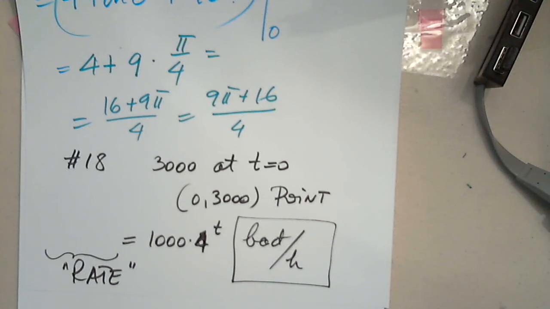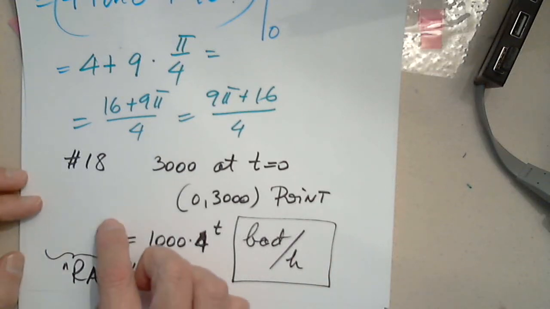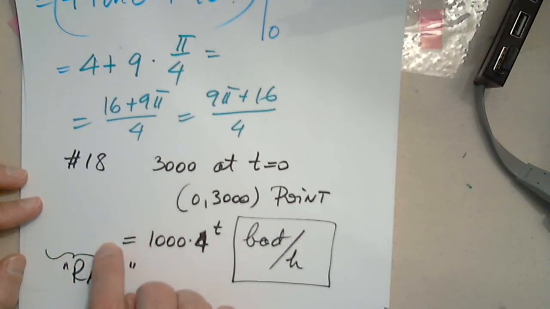What do you think? It's okay if you're wrong, don't worry about it. Let's read it together. A bacteria population is 3,000 at time t equals 0, and its rate of growth is 1,000 times 3 raised to t bacteria per hour. This piece of information together with this piece of information, or just one or the other, should tell me exactly what I should write here.